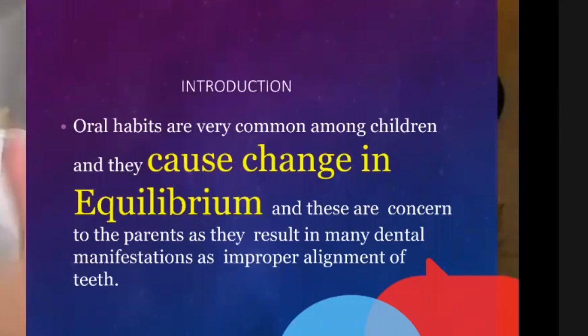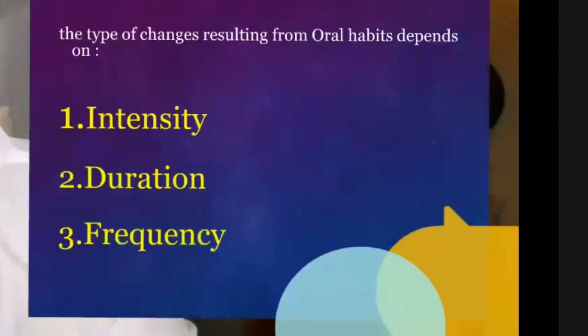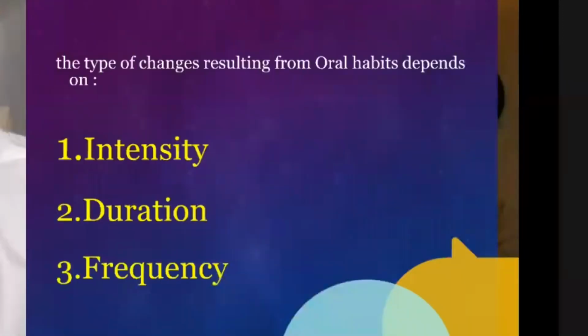So basically, what does the habit do? It changes the equilibrium and changes the soft tissue pressure that is applied on the dentition. So that's how habits impact. For any given habit, the three most important things that have to be considered are the intensity, how intense that particular habit is, and what the duration is.